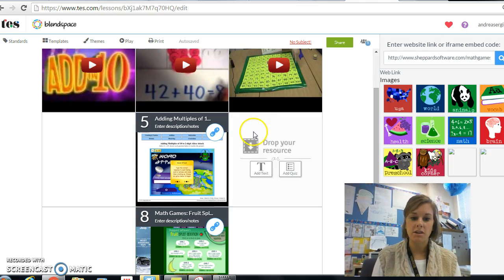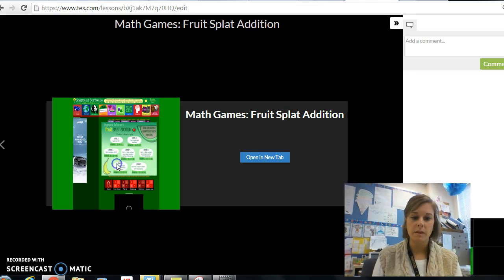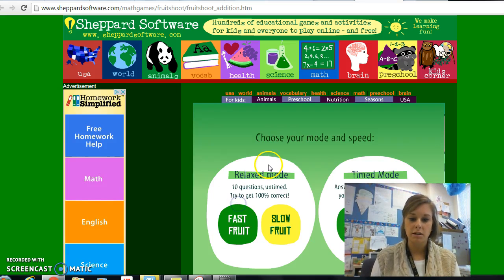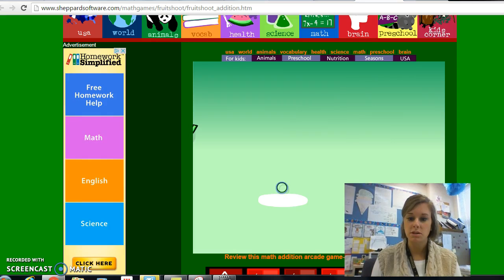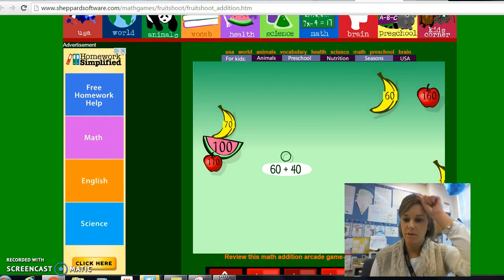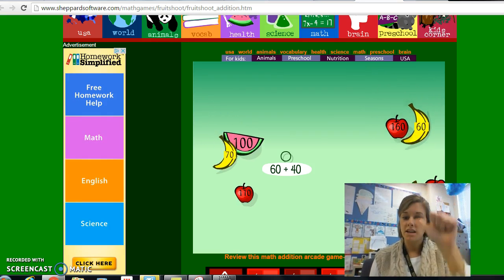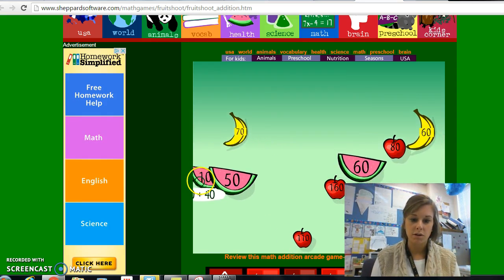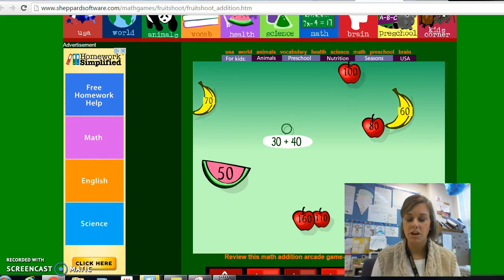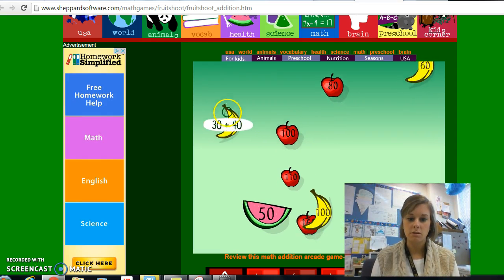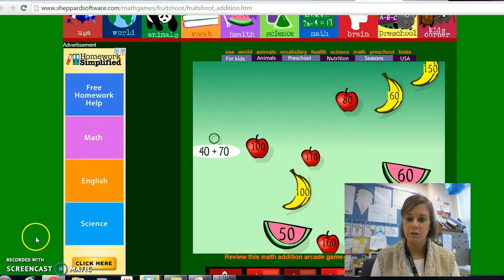And then to play the other game, we've played a fruit splat game before, but you are going to do level 3, add multiples of 10 right here. So click. You are going to press slow fruit, and a problem is going to come up. So 60 plus 40. Put 60 in my brain, go up 40. 60, 70, 80, 90, 100. I need to find the 100. Oh, and it's going away. So 30 plus 40. I'm going to put the large number in my brain. 40, 50, 60, 70. And that is how you play Fruit Splat.